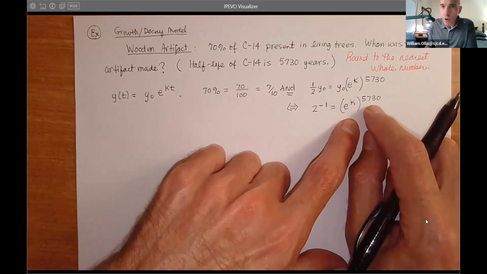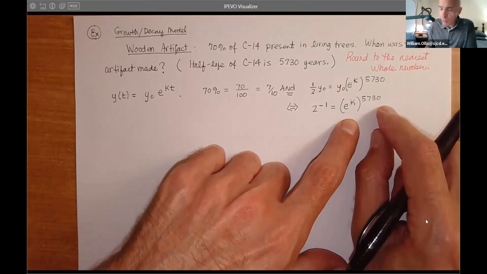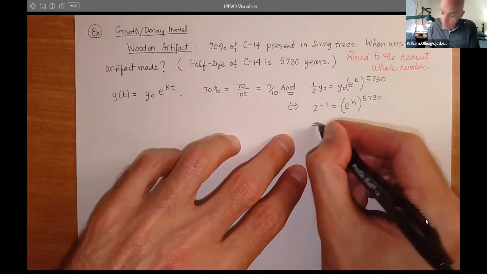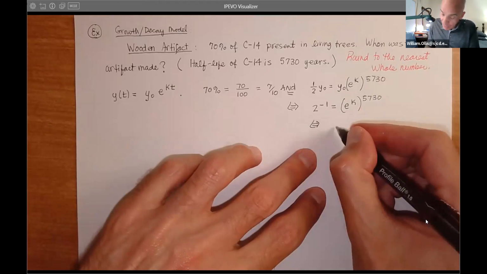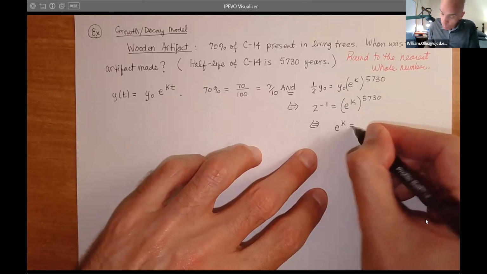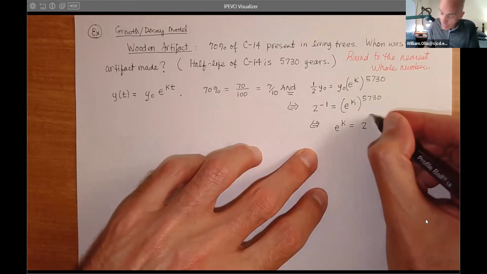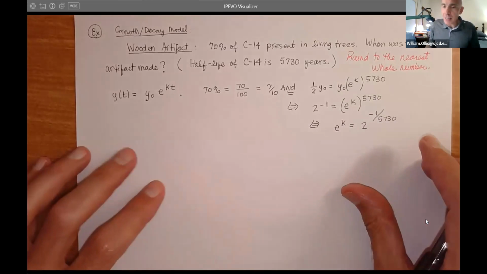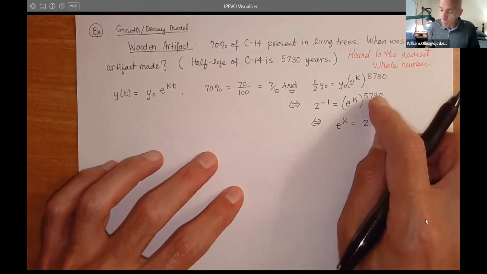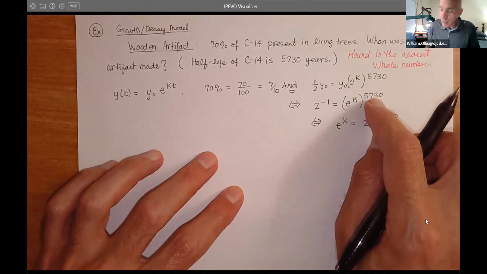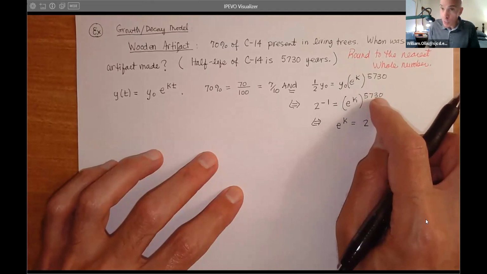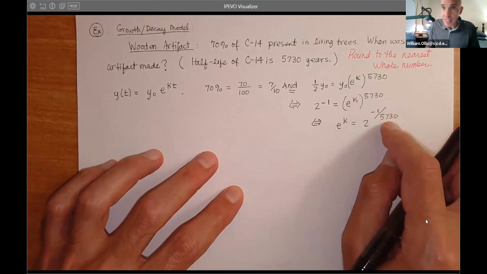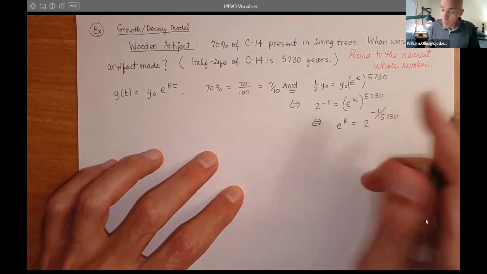You're going to take the 1 over 5,730 power of each side. It's kind of interesting the way the numbers work. So now, if and only if e to the k will just be 2 to the negative 1 over 5,730. So the idea, ladies and gentlemen, is that when we take the 1 over 5,730 power of each side, we multiply here with the exponents and get the negative of that. So we use the laws of exponents over and over.